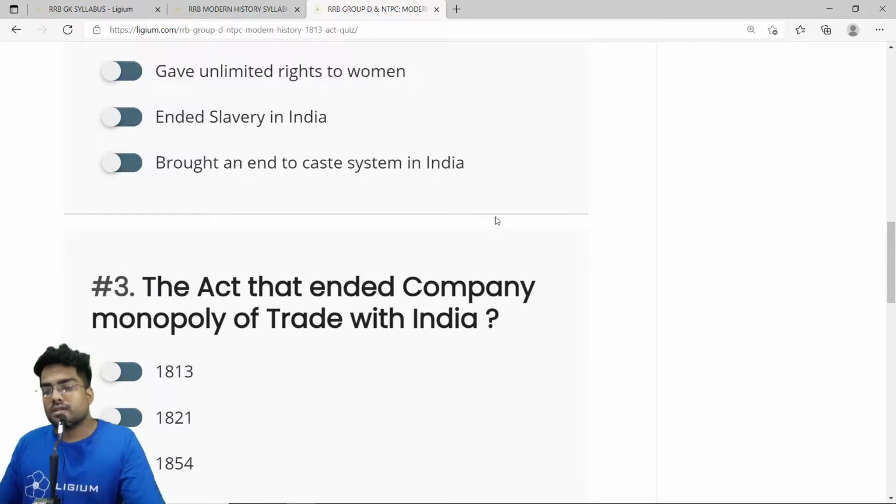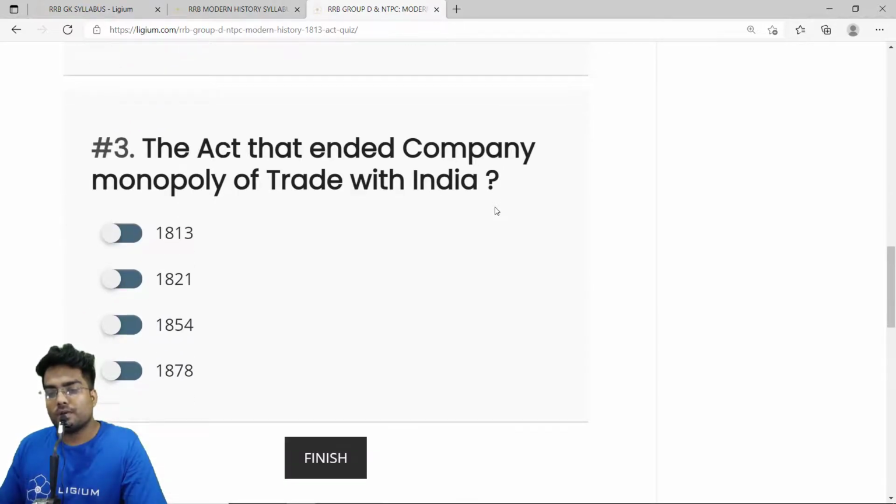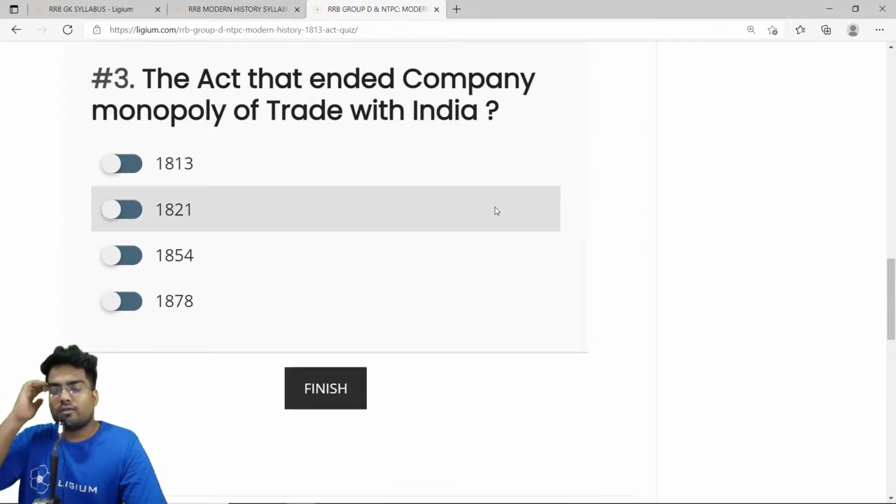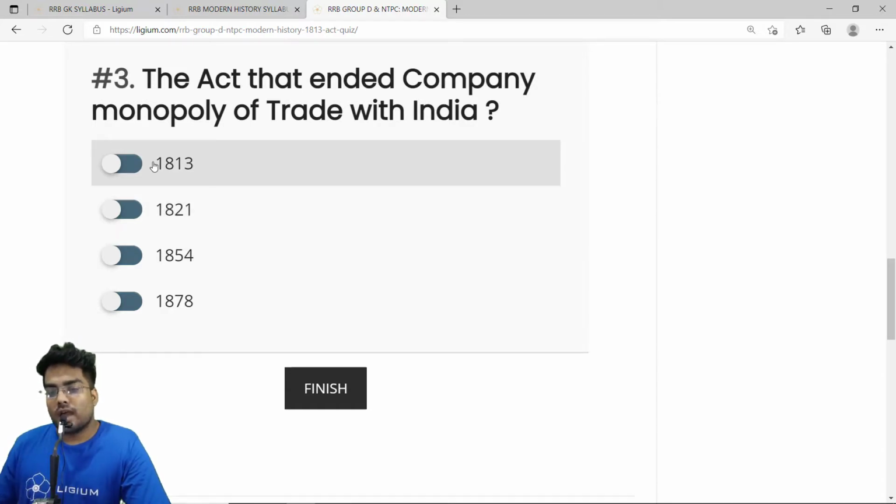The act that ended the company monopoly of trade with India. Now, the Act of 1813 is very important because at one end, the Act of 1813 stated that the East India Company was allowed to trade for the next 20 years in India. But at the same time, it said that the East India Company will not be the only company trading with India. There can be many other companies. So the correct answer is the Act of 1813.